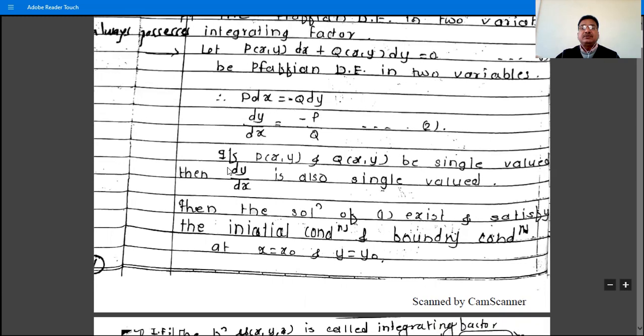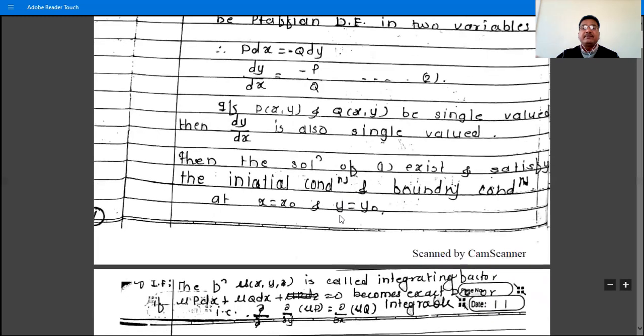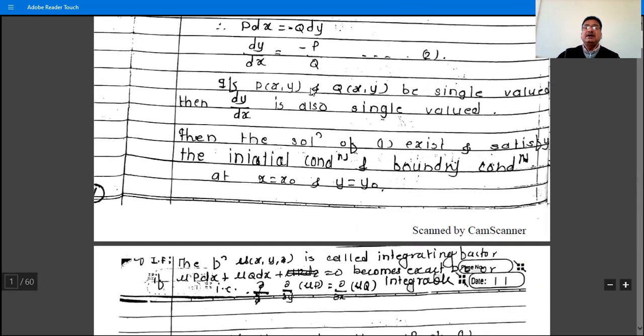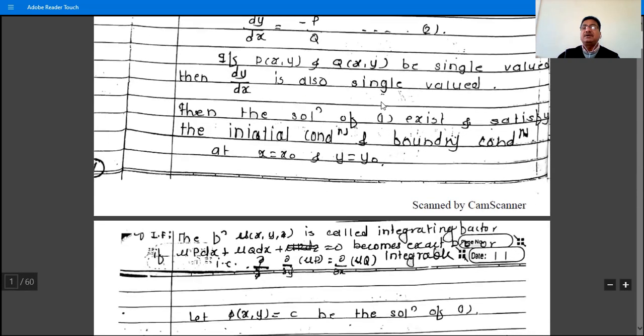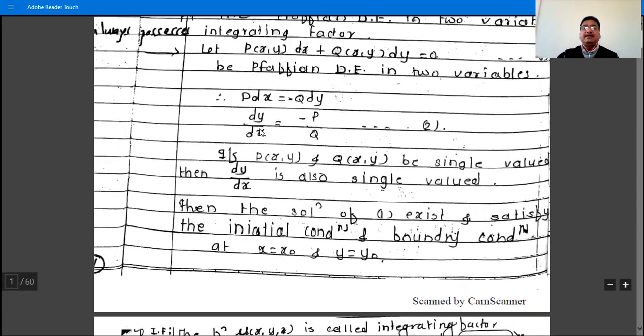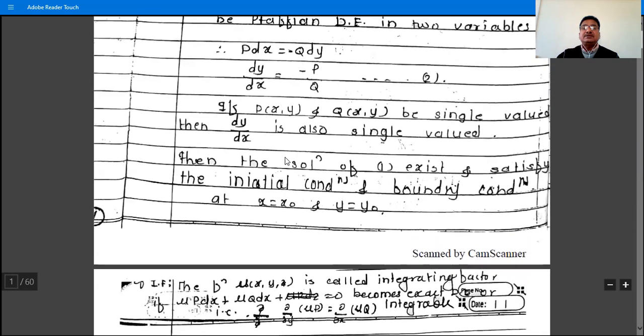Okay, so if P(x,y) and Q(x,y) are single valued functions, then dy by dx is also a single valued function, and then the solution exists and satisfies the initial conditions at x equal to x naught and y equal to y naught. So if P and Q are single valued functions, then we have its solution easily by integrating. But these are not single valued if they are two variable functions.